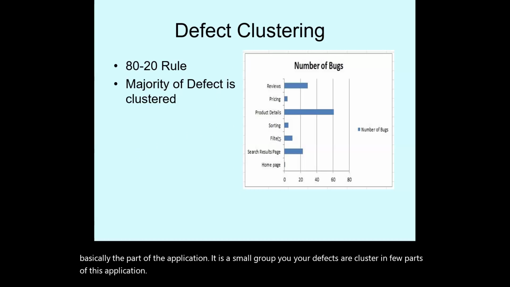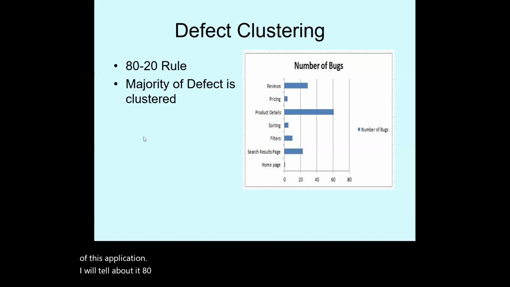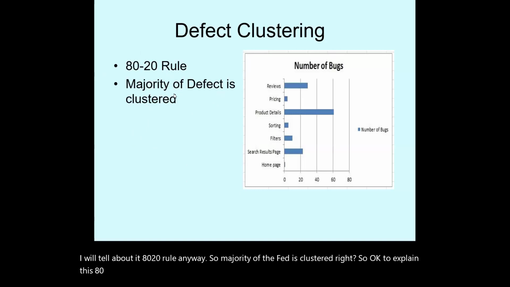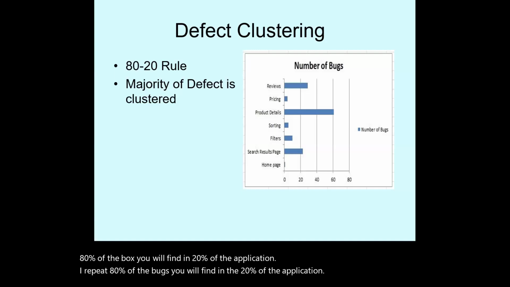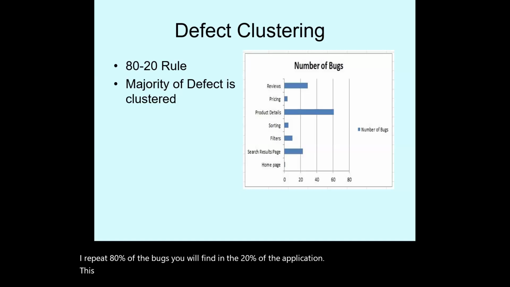I will tell you about the 80-20 rule. The majority of defects are clustered. The 80-20 rule means 80% of the bugs you will find in 20% of the application. I repeat, 80% of the bugs you will find in 20% of the application. These 20% are defect clusters.